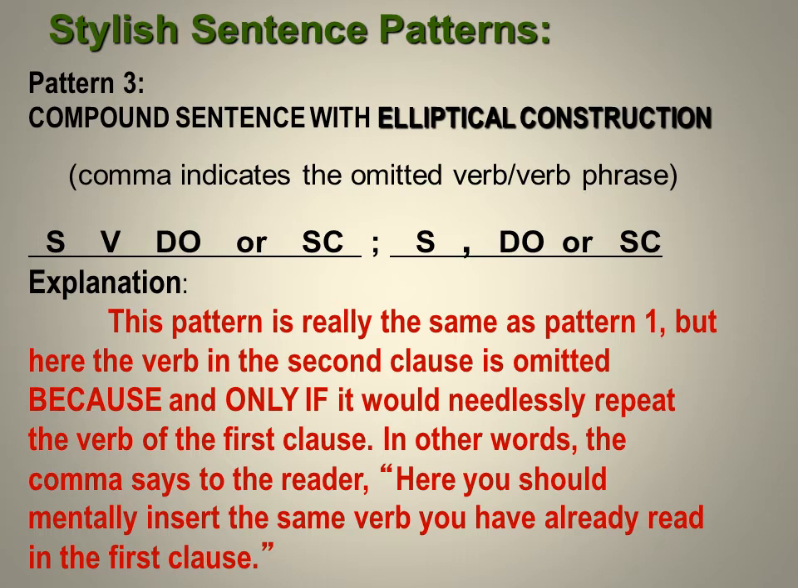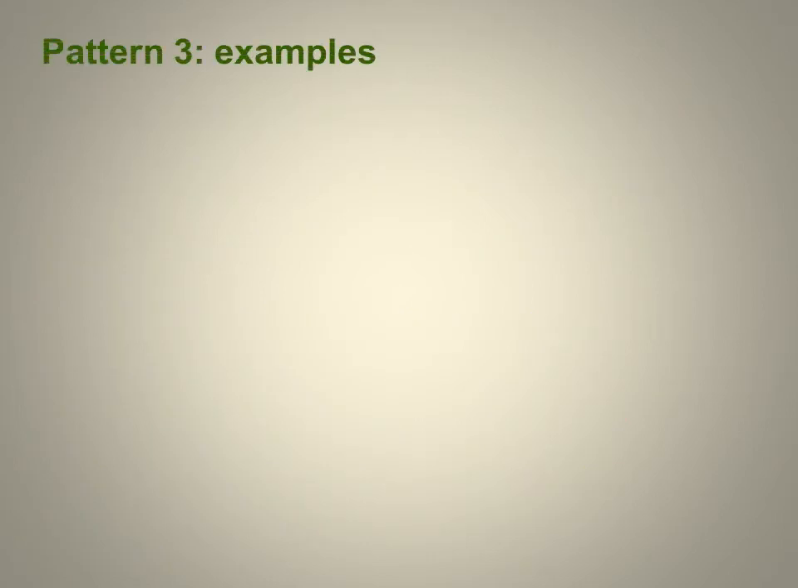It's the same as pattern 1, but here the verb in the second clause is omitted because and only if it would needlessly repeat the verb of the first clause. In other words, the comma says to the reader, here, you should mentally insert the same verb you've already read in the first clause. Some examples.